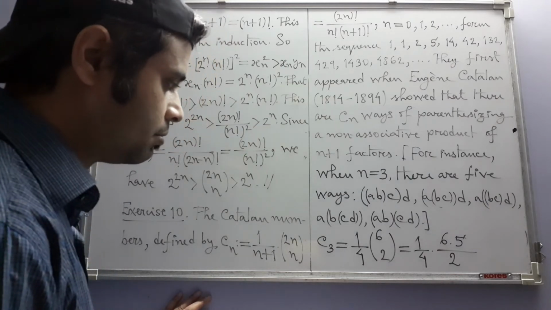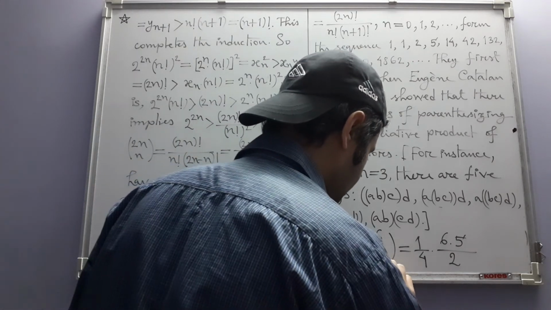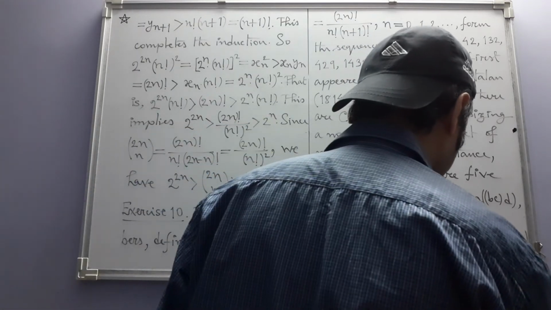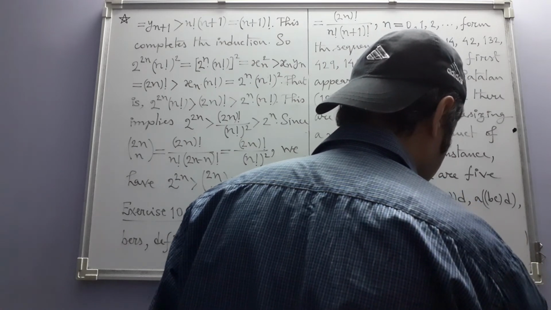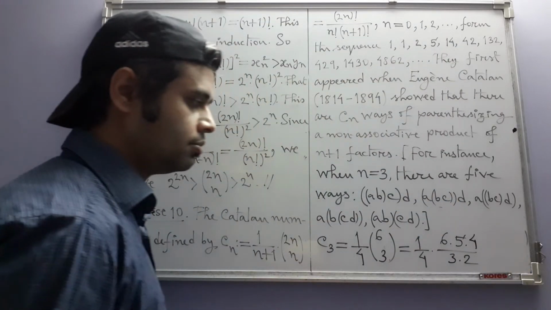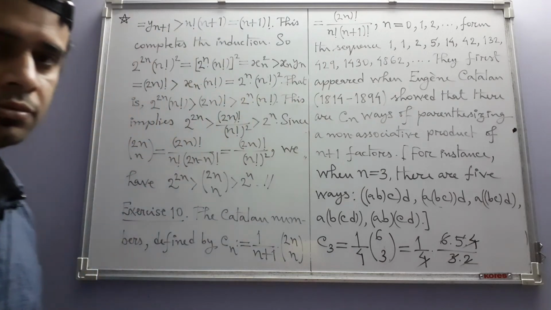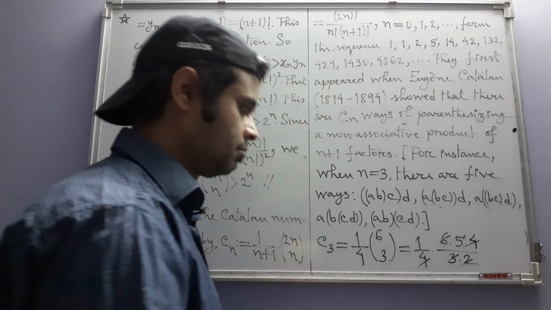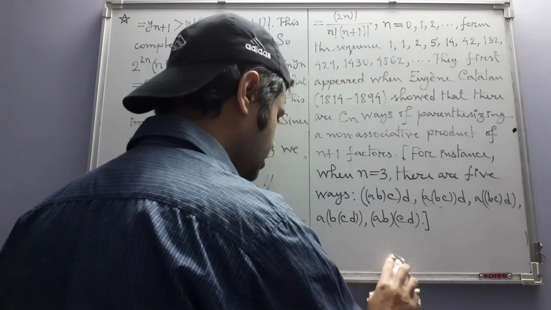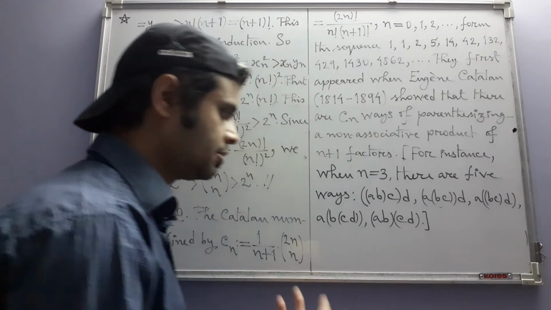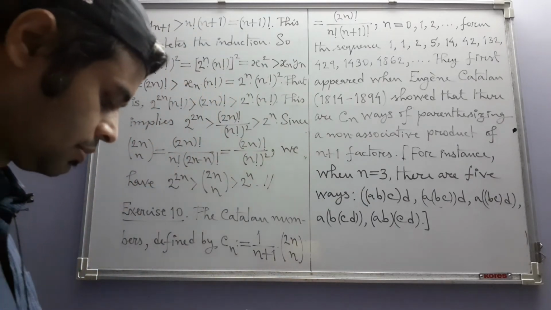What we have here? Oh, 3. What the hell? This is 3. I am putting n equal to 3. So that means that this will be 3 times 2. Yes, we get 5. Okay. So C3 is 5. So there are 5 ways of parenthesizing a non-associative product of 4 factors.